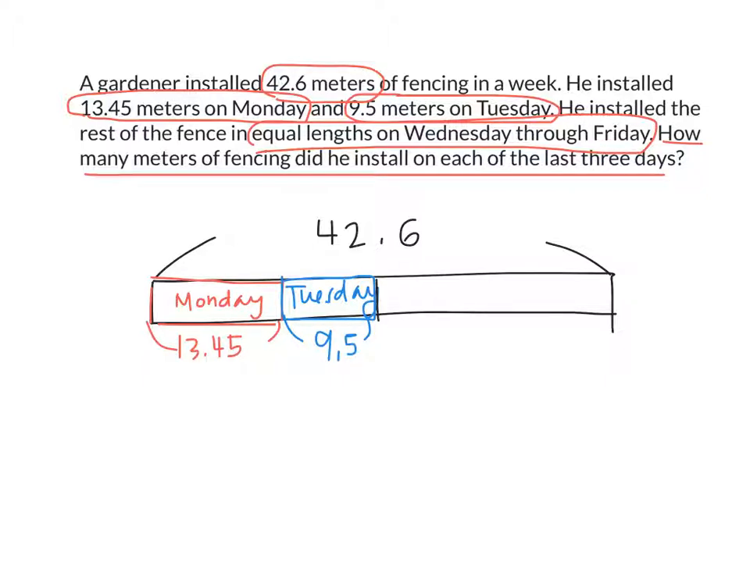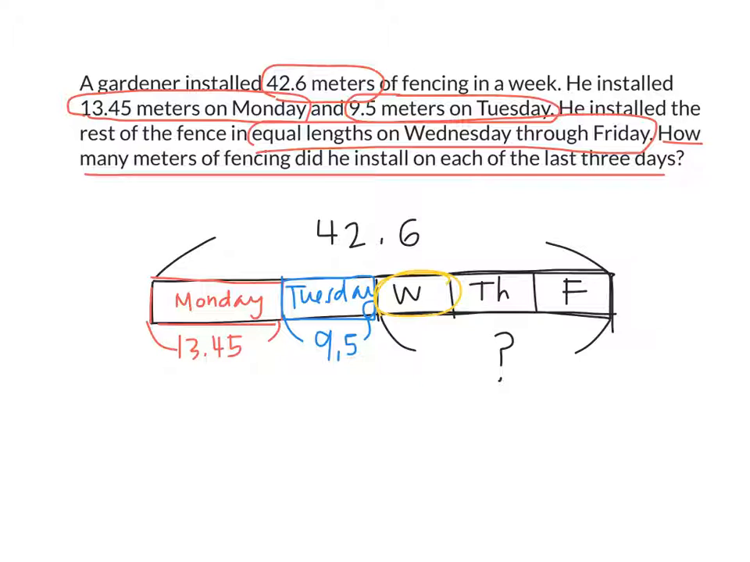Does it tell us how much he installed on Wednesday? No? Oh. What about Thursday? What about Friday? No, but we know he did some on Wednesday, Thursday, and Friday. But it tells us those last 3 days, whatever was left, he split it equally, didn't he? Okay. What we're trying to find ultimately is how much he installed on each of those last 3 days.